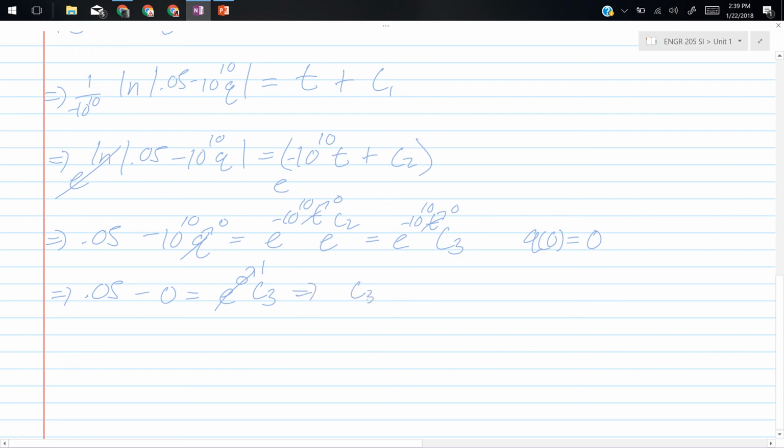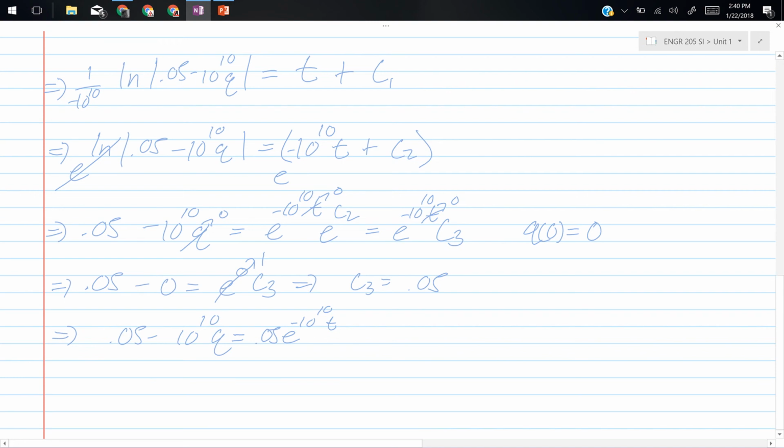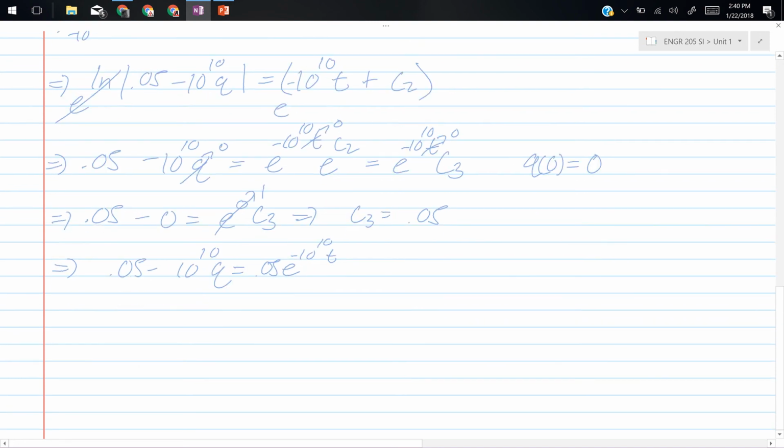So then that implies my C3 equals 0.05, and that implies that my equation is 0.05 minus 10 to the 10th q equals e to the negative 10 to the 10th times t times the C3, which is 0.05. And if you feel like you need to solve for q, it's not that big of a deal. It would be q equals 0.05 e to the negative 10 to the 10th t, minus 0.05, over negative 10 to the 10th. And you can simplify that down further if you would like.